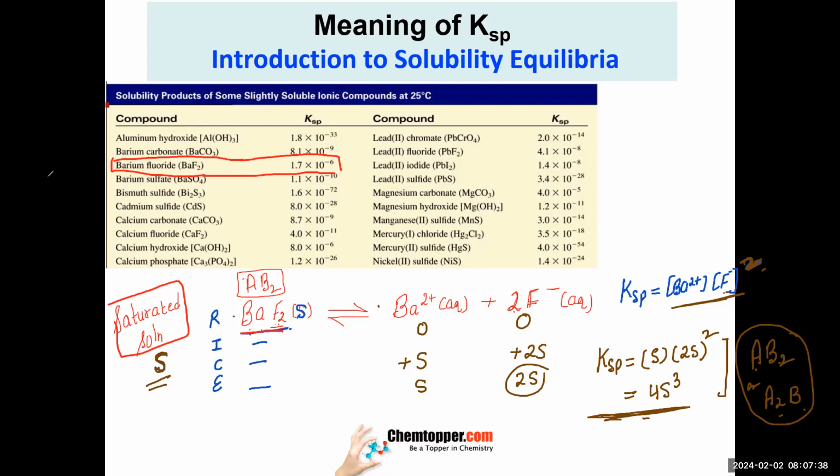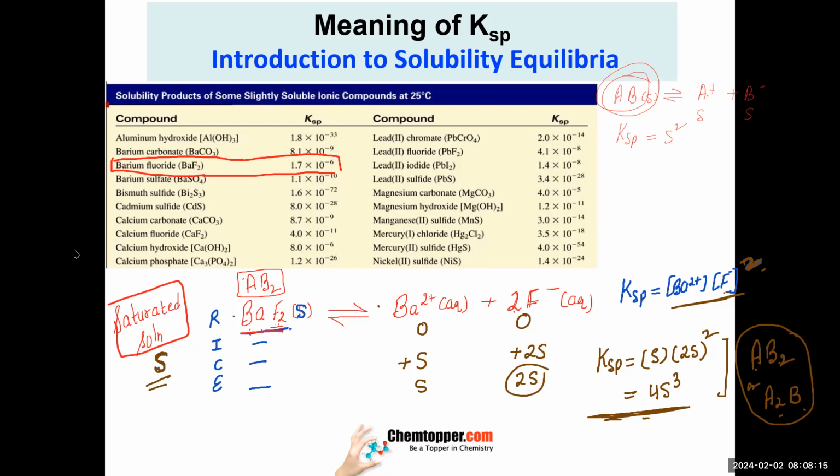If it is AB, you need not memorize it. For an AB solid, the ratio in which they give A+ and B-, or A2+ and B2-, or A3+ and B3-, whatever, if this is S, it is 1 is to 1. So Ksp, which is only in terms of the concentration of these two, is S squared. This is for all AB types.